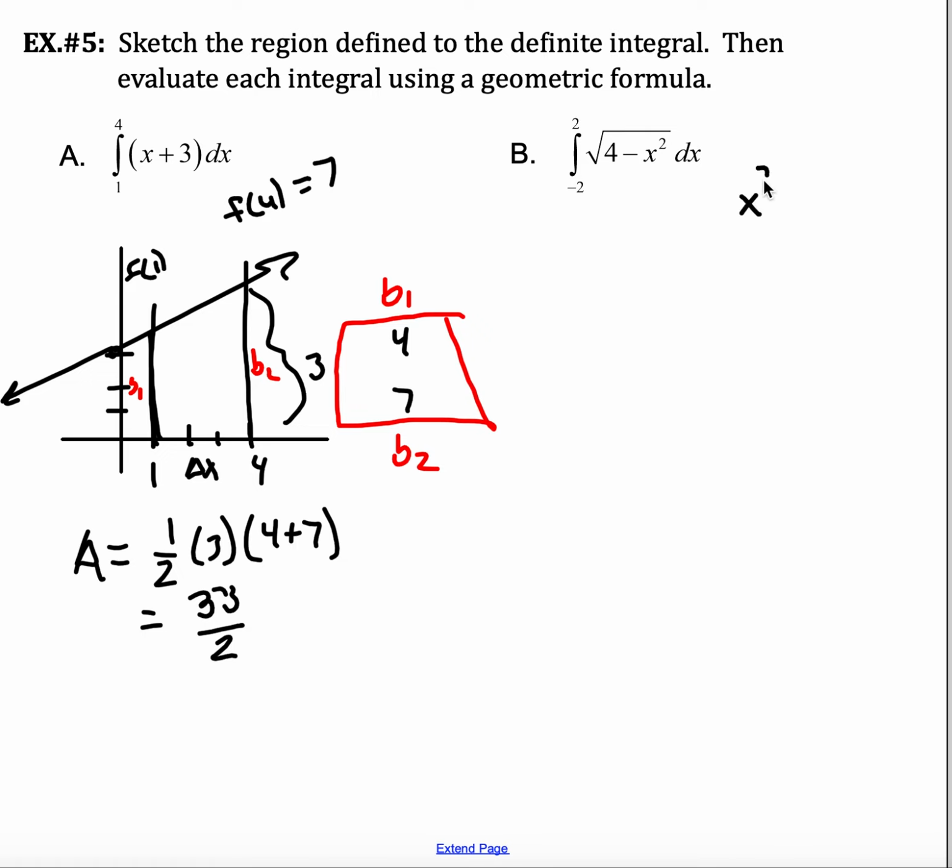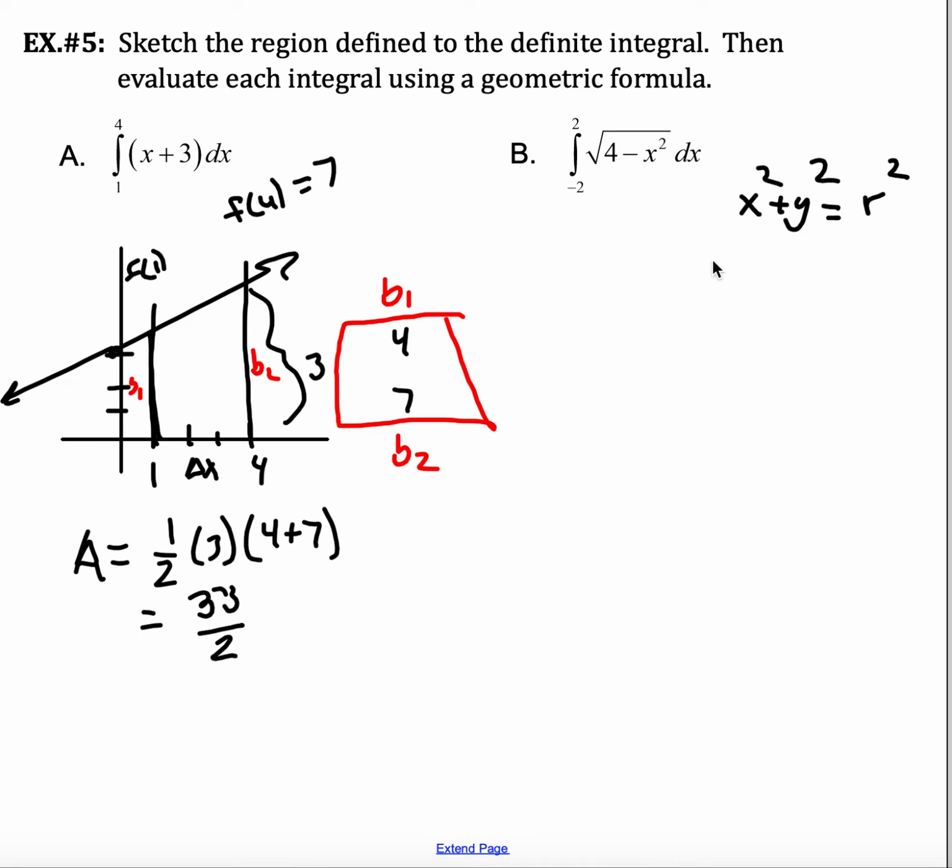Well, let's start off with the equation of a circle, all right? So that's already giving us an idea. If you see something like this, you're going to get a circle, a semicircle, or part of a circle. So how do I make the equation of a circle look like this?